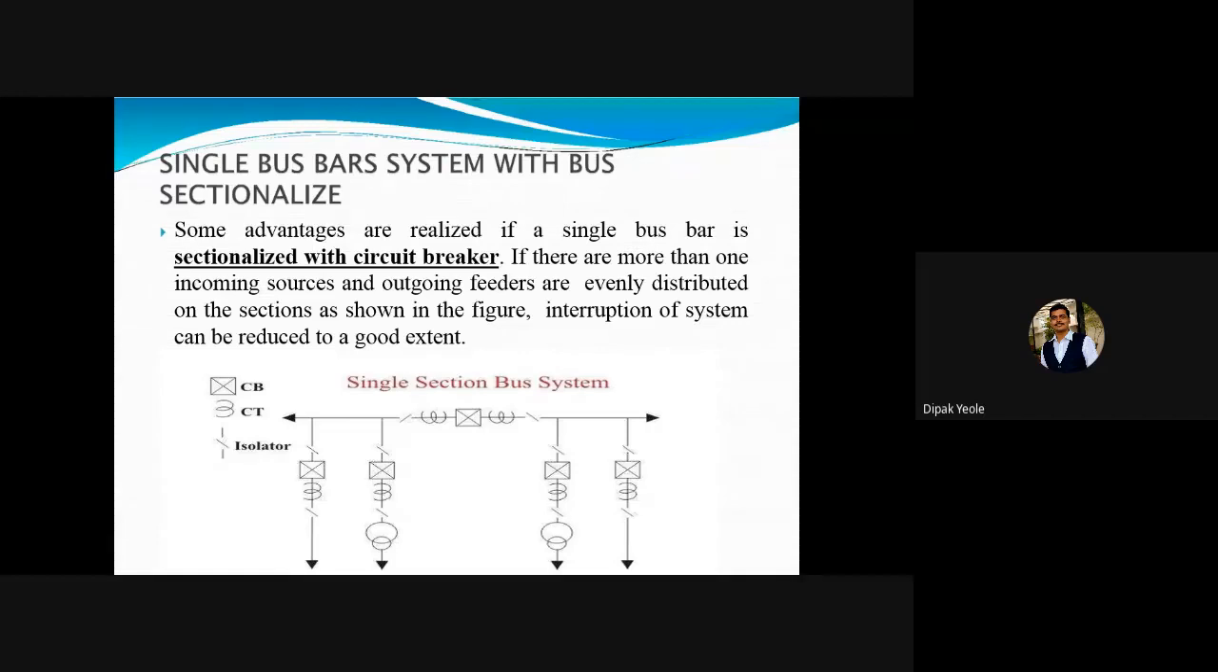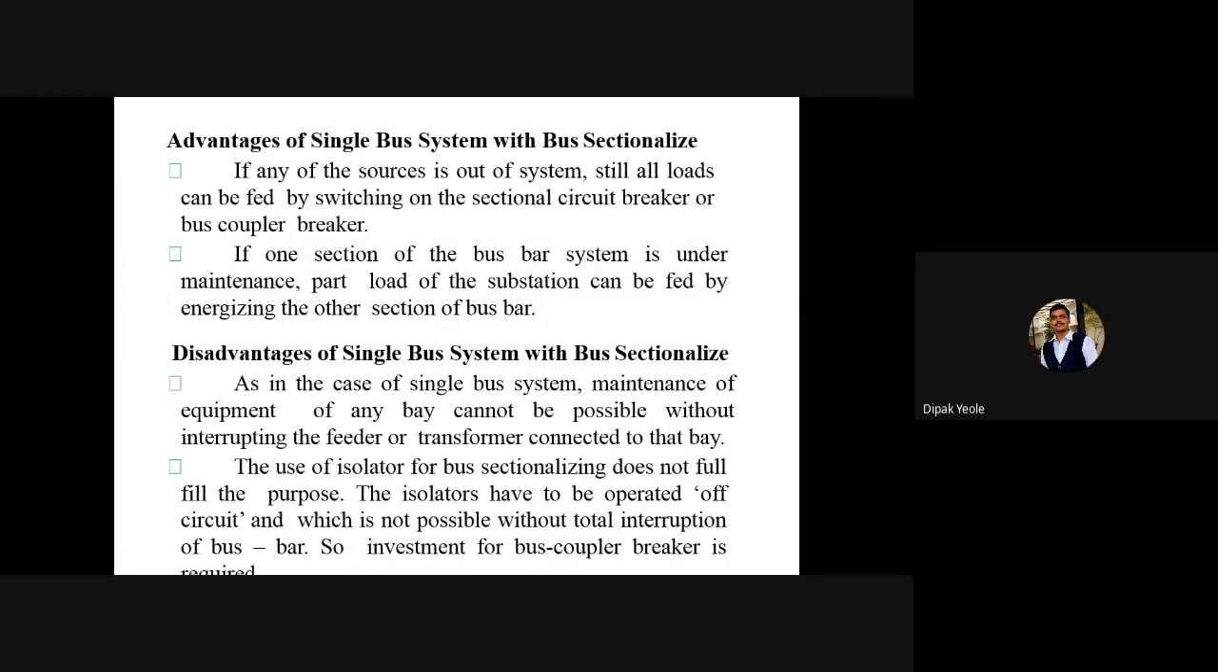Okay. The next is the sectionalized bus, and questions are asked from this one. Here you can see the bus bar is sectionalized with the help of a CT and the circuit breaker. Some advantages are realized if the single bus bar is sectionalized with a circuit breaker, if there is more than one incoming source and the outgoing feeders are evenly distributed on the sections as shown in the figure. So obviously there are advantages. If any of the sources is out of the system, still all the loads can be fed by switching on the sectional circuit breaker or bus coupler.